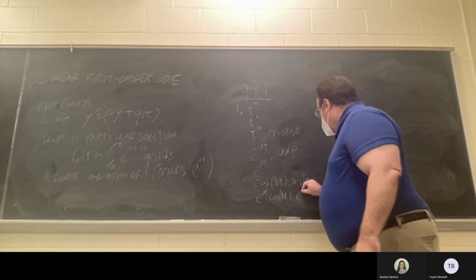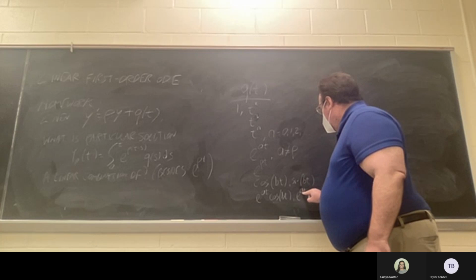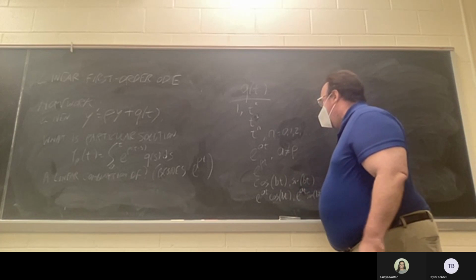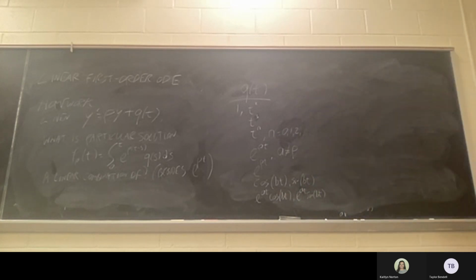Oh, whoops, that's a mistake. The exponential should be the same, e to the at, and then cosine or sine bt. Okay. Do we care about the n equals 0? I'm not sure. t squared, t cubed, to t to the n where n is 0 through whatever. Yeah, I mean, t to the 0, t to the 1, t to the 2. Okay.